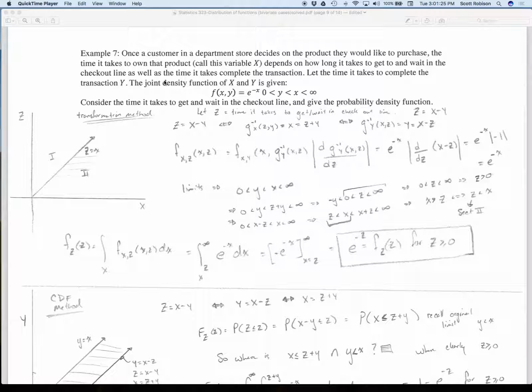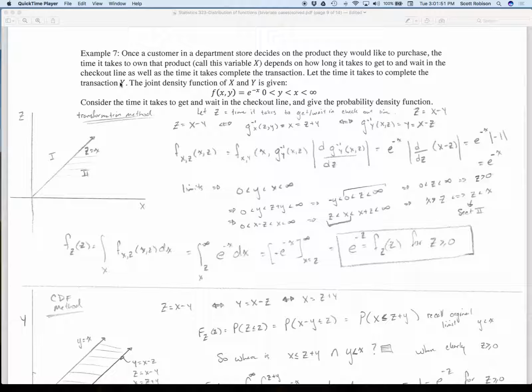That's going to be an exponential distribution, and you can see that here in the future. We're also going to define the time it takes, once you've picked your product, to get in the line and to pay for it. We're going to call that y. So here, x is the total amount of time, and y is just the amount of time spent trying to get the product by purchasing and waiting in line.